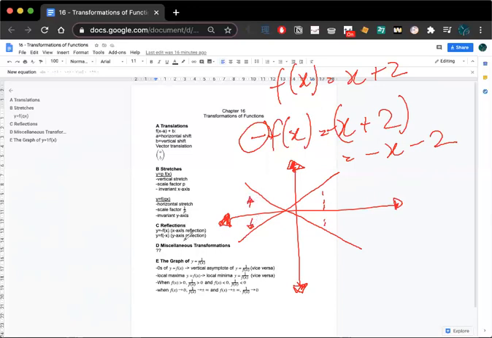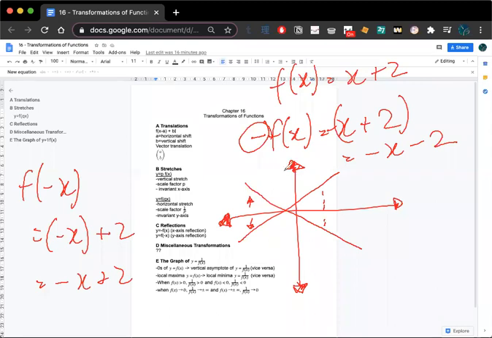And then for the y-axis reflection, that would be f(minus x), which becomes minus x plus 2. So that would be somewhere here. This is the y-axis reflection. This is the x-axis reflection.